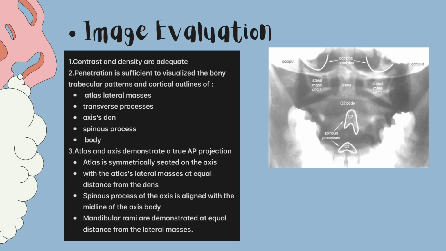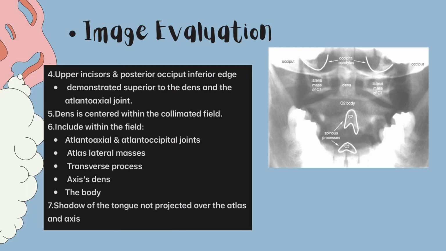Next, the atlas and axis must demonstrate a true AP projection, in which the atlas sits symmetrically on the axis with the atlas lateral mass at equal distance from the dens. Then, the spinous process of the axis is aligned with the midline of the axis body, and the mandibular rami are demonstrated at equal distance from the lateral mass. Moreover, the upper incisors and posterior occiput inferior edge are demonstrated superior to the dens and the atlanto-axial joint.